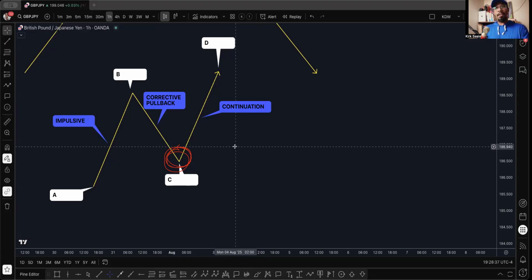All right, but I'm going to get there. I'll start putting stuff together later. But for now, just know that the pattern has 3 phases: the impulse, the pullback, the continuation. And when we're looking to buy, we're going to buy at the end of the pullback so that we get that whole continuation. We're going to buy at C.